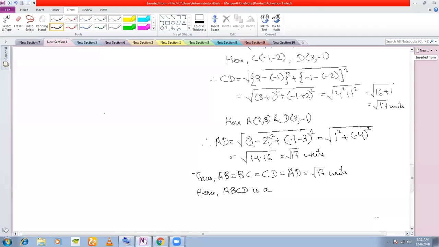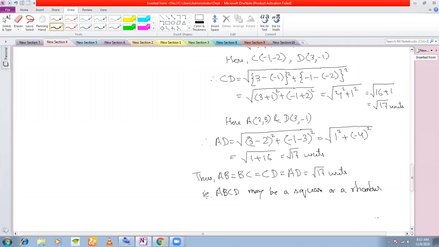Hence ABCD may be a square or a rhombus. That's right. Hence ABCD may be a square or a rhombus.